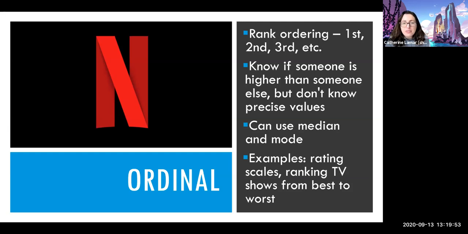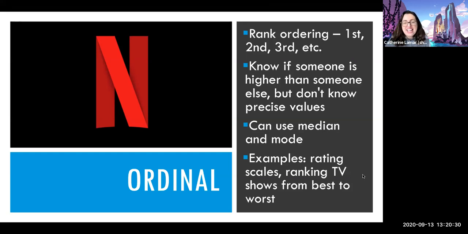But you don't have a precise number to represent how much more they agree or what that really means. So ordinal scales give us some rank ordering, which means we can kind of say this person agrees the most, this person agrees the least, but we don't have any specific numbers to really categorize what that looks like or create finite distances between the points on the scale. So again, examples would be things like rating scales, rate the extent to which you agree or disagree with this statement, or also things like ranking TV shows from best to worst, or restaurants from best to worst, or things like that.